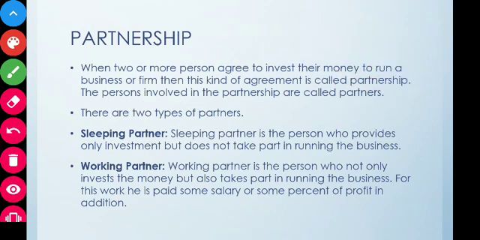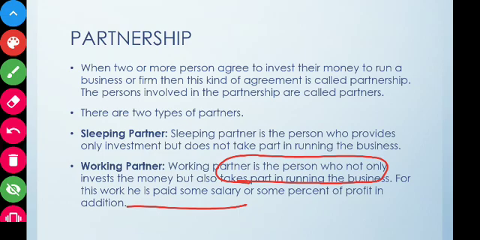So there are two types of partnership. First one is sleeping partnership. So what is sleeping partnership? In sleeping partnership, the sleeping partner is the person who provides only investment but does not take part in running the business. That is, he will only infuse the capital but he will not take part in running the business. And another type is working partner. The working partner is the person who will not only invest in the business but also take part in running the business. The working partner, as the name suggests, will work to make the business grow, while the sleeping partner will only infuse the capital but will not work to enhance the business. For this work, the working partner is also paid some salary or some percent of profit in addition.